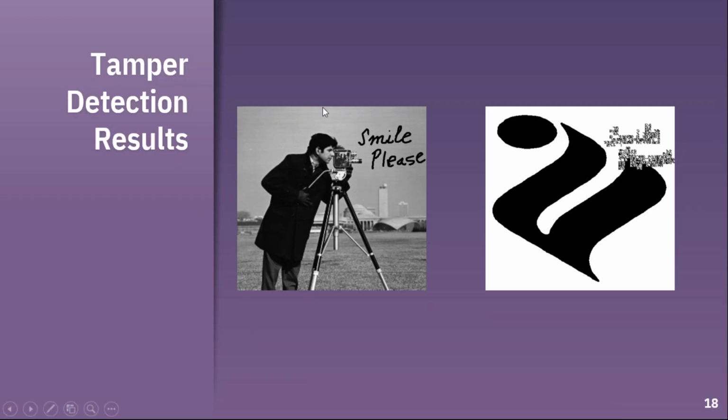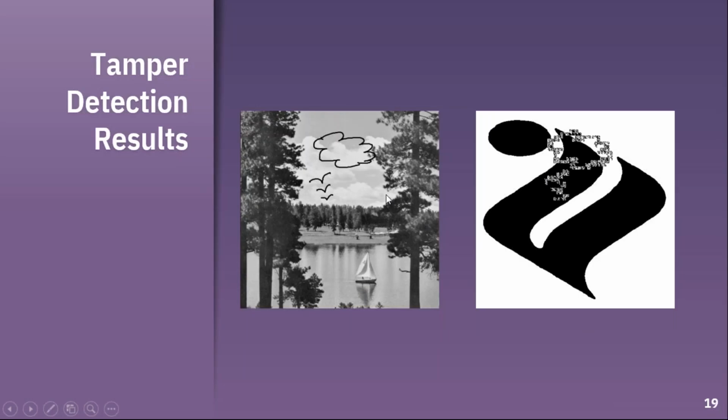This is the original image in which we had written "smile please." The image was tampered. We had modified the image and stored it as "smile please." So when we extracted the watermark, this particular area was gray in region. So we can say that all these pixels have been modified. This is the same previous image which I had shared earlier. The cloud and three birds were additional, which are again being depicted in the watermark.